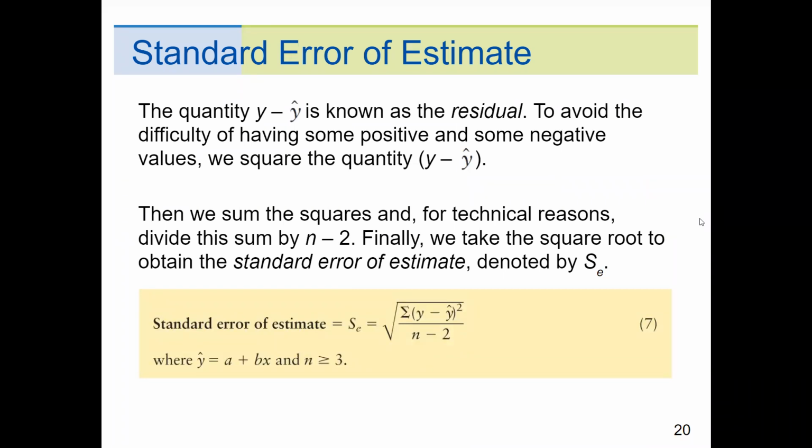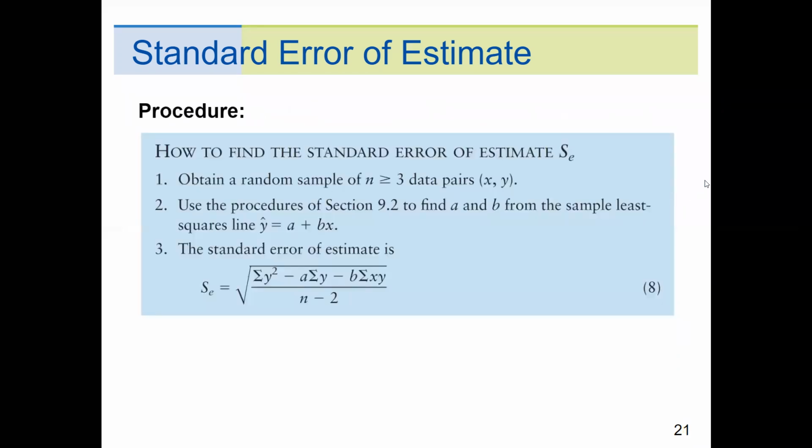The quantity y minus y hat is known as the residual. To avoid the difficulty of having some positive and some negative values, we square the quantity y minus y hat. Then we sum the squares and, for technical reasons, divide this sum by n minus 2. Finally, we take the square root to obtain the standard error of the estimate, denoted by S sub e. You can take a moment to write down your formula if you like. Go ahead and pause the video as well to write down your procedure.